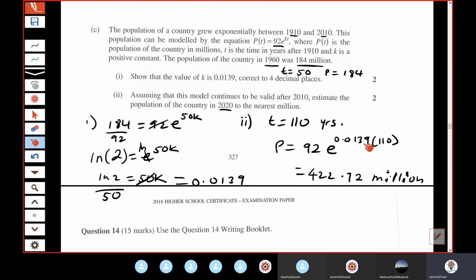If you used the rounded value because you couldn't do part one, then it's 4 marks for part two, because you get 0 for the first one. But if you were able to get it out, you'll get 2 marks there, and then you'll only get 1 mark for the next bit if you used the rounded answer. You've got to use the non-rounded answer. And it says to the nearest million, so that has to be multiplied by 1,000,000.